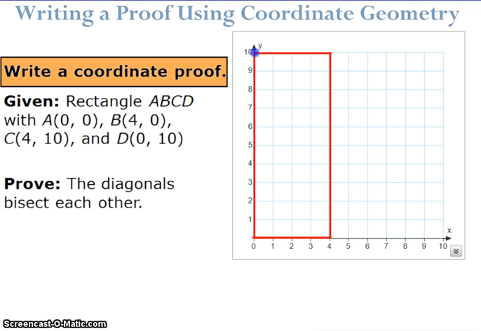All right, there we go. There is our rectangle in the coordinate plane. Now that we have our given information, let's take a look at what we're trying to prove. We're trying to prove that the diagonals bisect each other. So I'm going to draw the diagonals.